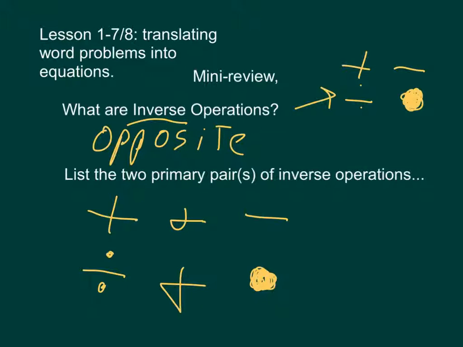Recap. Inverse operations. Opposite operations. The two primary pairs of inverse you're going to use for now and forever are adding, opposite subtracting, and division, opposite multiplication.